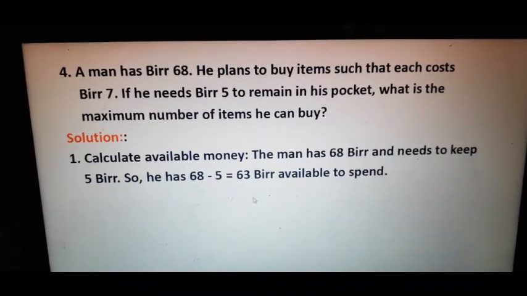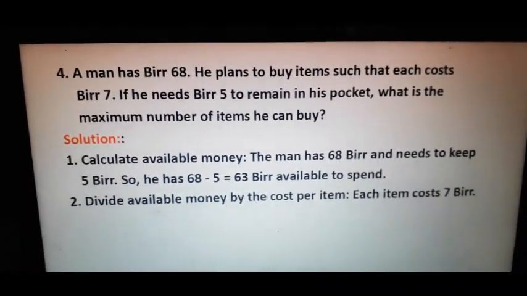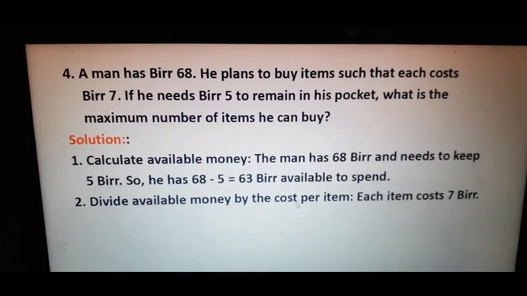Now divide the available money by the cost per item.